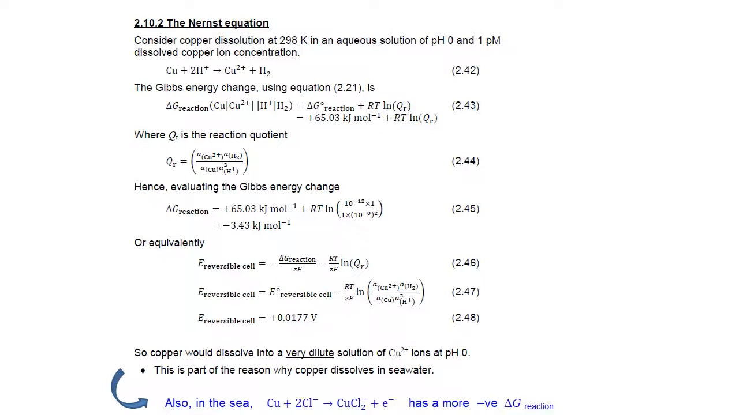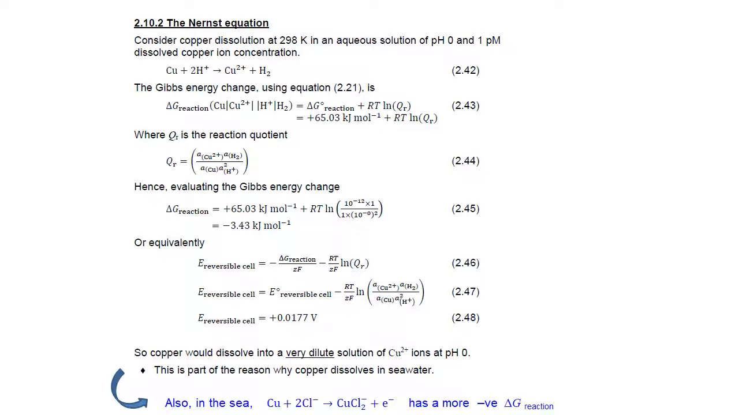In that case, we can plug these concentrations into equation 2.43 using the reaction quotient, this term to do with concentrations in equation 2.44. And in that case, we would find out that the reaction has just about a negative Gibbs energy change, so we would predict that the copper would dissolve if the solution contained extremely dilute copper ions. And this makes up half the reason why copper dissolves in seawater. It's because copper ions in seawater are dilute.